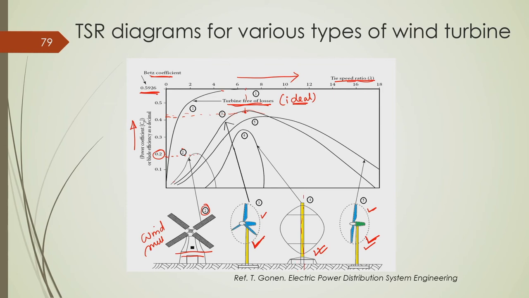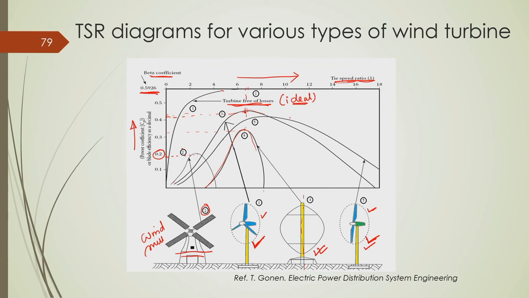Okay. And number 4 is a typical vertical axis wind turbine, and its characteristic is given here, where the maximum value of Cp is a bit less. It is around 0.3, that is 30% of wind power can be extracted, and the tip speed ratio corresponding to the maximum is also between 6 and 8.